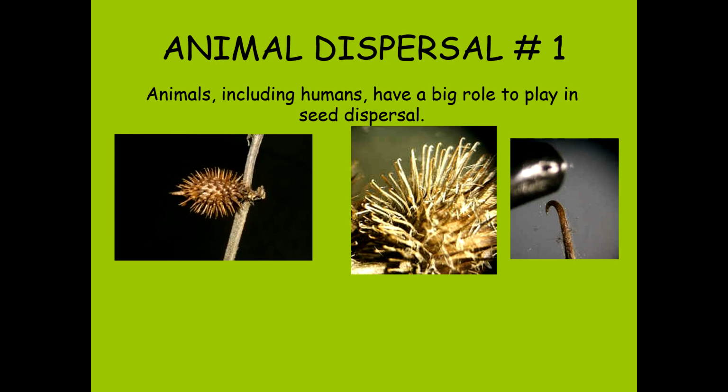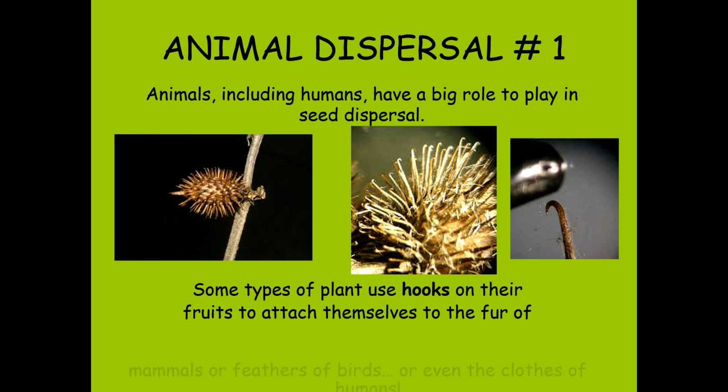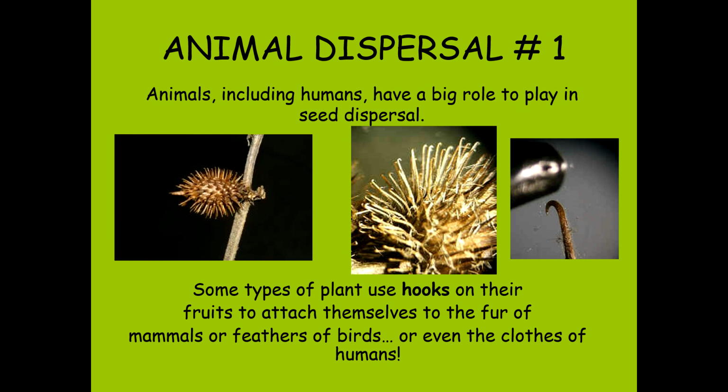The next example is animal dispersal. That means that animals and even humans carry these seeds. Now we have three different examples of this. The first one are seeds that have hooks on their fruits and their seeds, like the one that you can see here. Can you see the long, sharp hooks that can attach themselves?